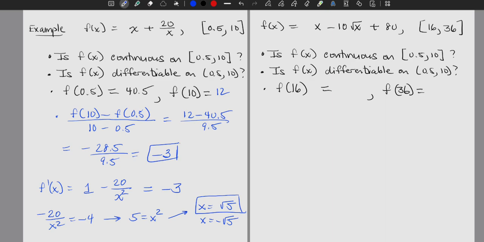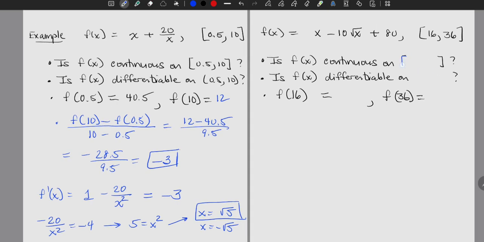Okay, now let's take a look at this other function over here. We have f of x equals x minus 10 root x plus 80 on the interval 16 to 36. Gee, I wonder why I picked 2 perfect square points. Well, let's see. So again, first question is f of x continuous on, oh, I wrote the wrong values. This is what happens when you copy and paste sometimes. Let me just update that real quick. We know we're looking at 16 to 36.